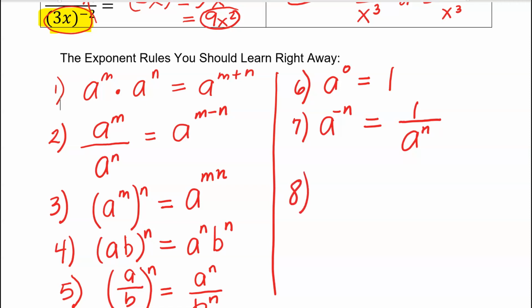Lastly, what if I gave you a over b to the negative nth power? Could you figure out what you needed to do here? So pause the video, see if you can work this out using all of the rules we discussed, and once you get your final answer, you can press play.